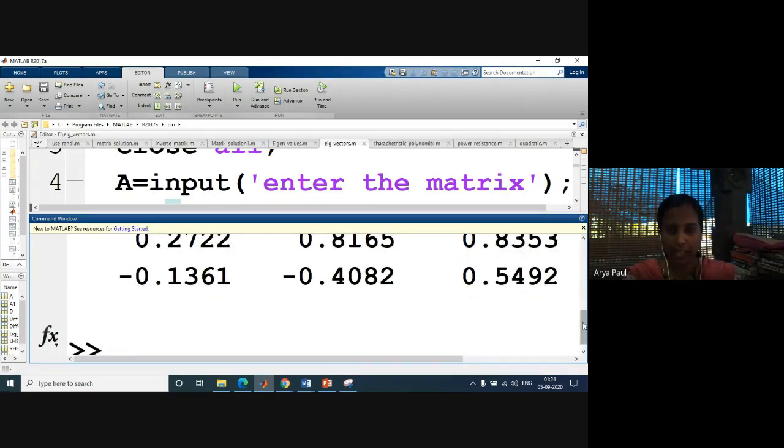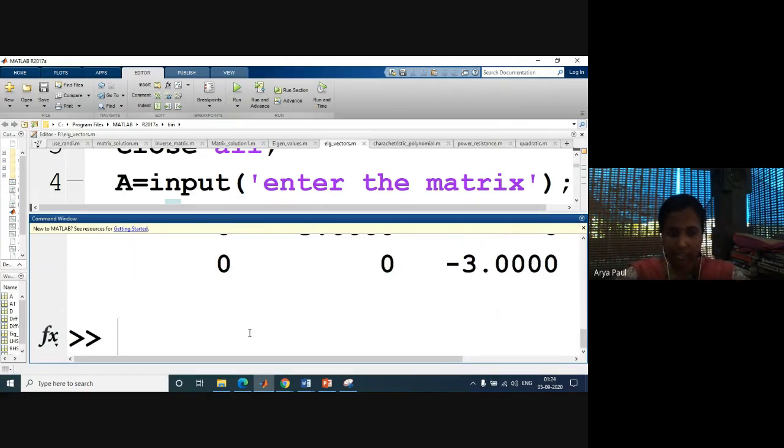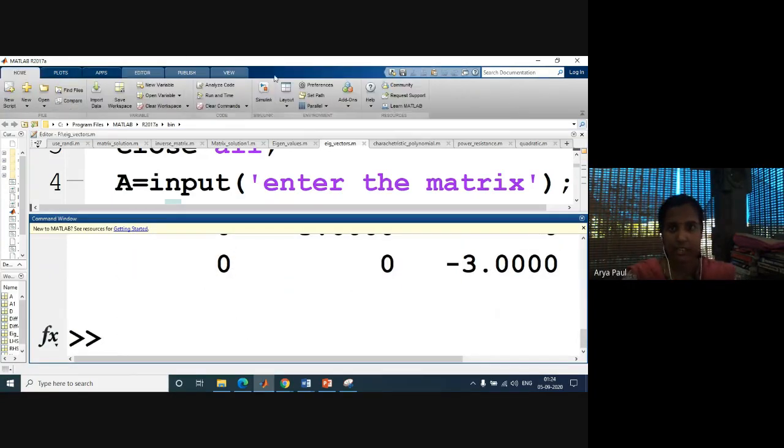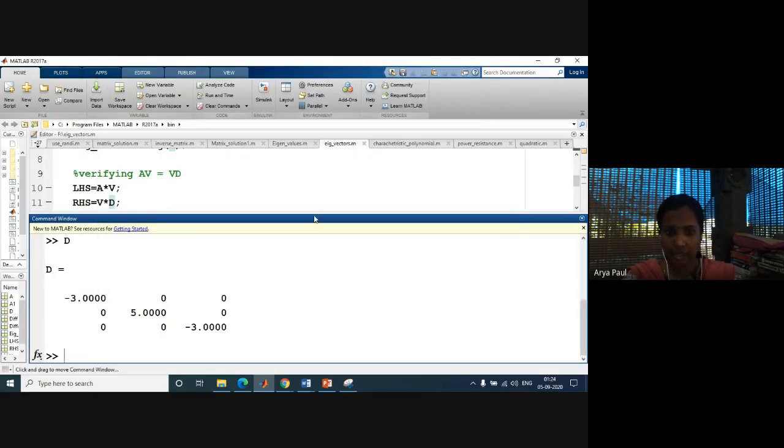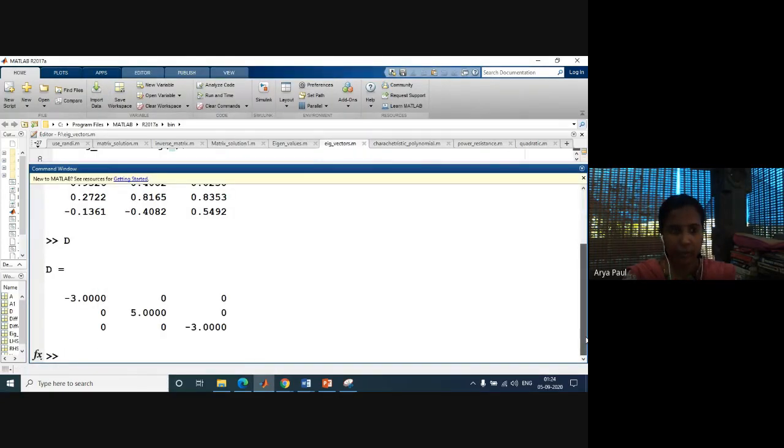Now type D. I will reduce the font size and it will be clearer. Now you can see V and D here. Now what is D? D is the eigenvalues. So minus 3, 5 and minus 3, as you have seen in the last example. They are the eigenvalues, isn't it? Look at the positions. They are the diagonal elements.